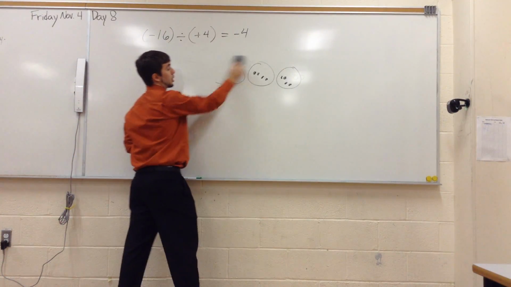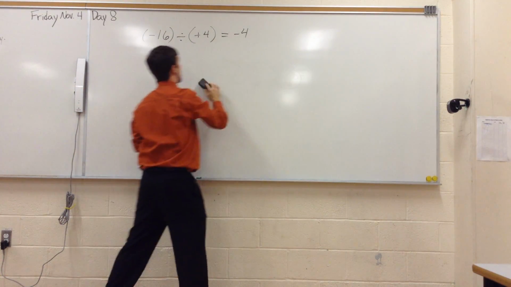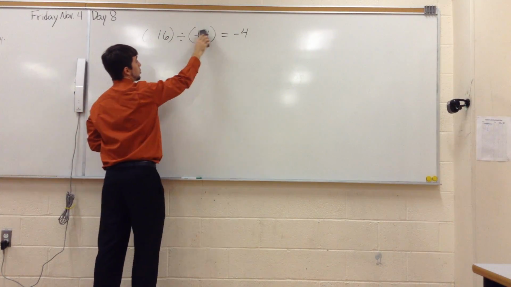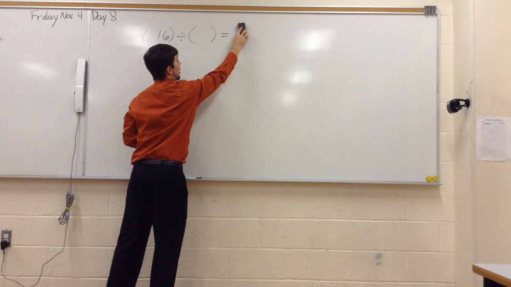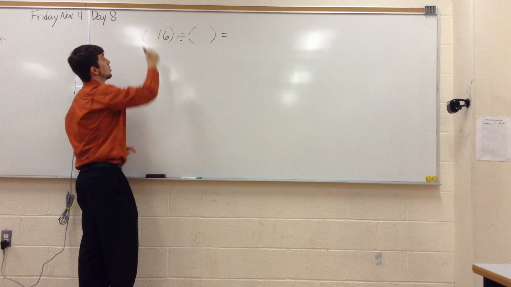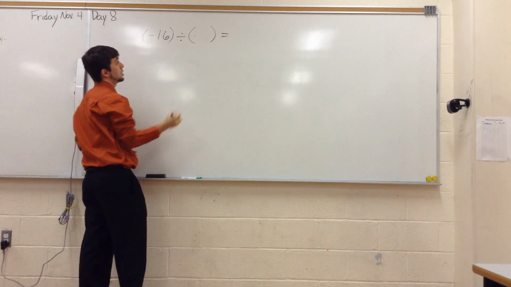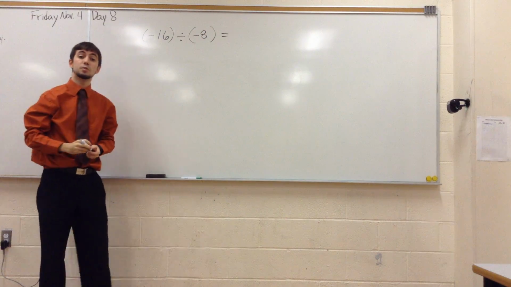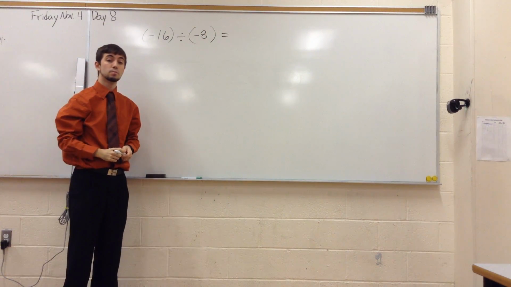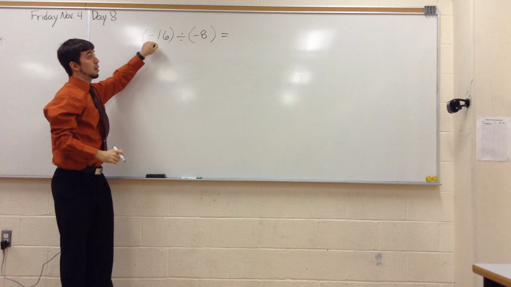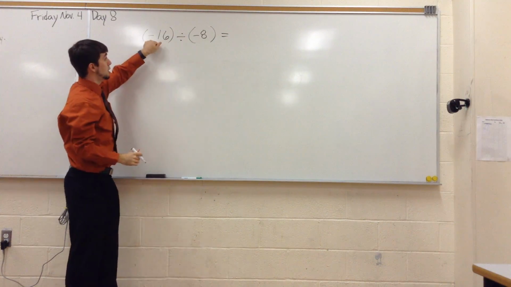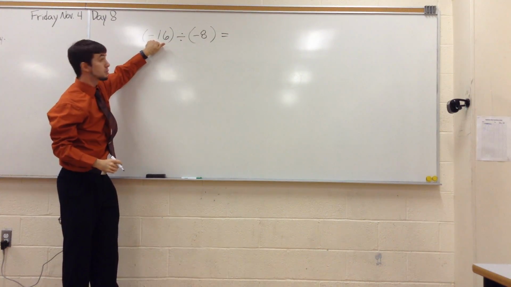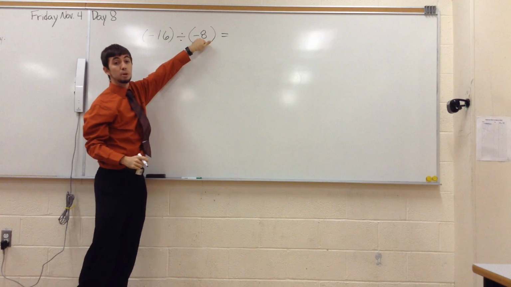So again, if you'd like to pause the video, I will put up a quick question for you to try out, and then you can check your answer. So let's try -16 divided by -8. So pause the video if you'd like to try this on your own. Again, my signs are the same. I can think of this as -16 tiles, and I've got to put them in groups of -8.